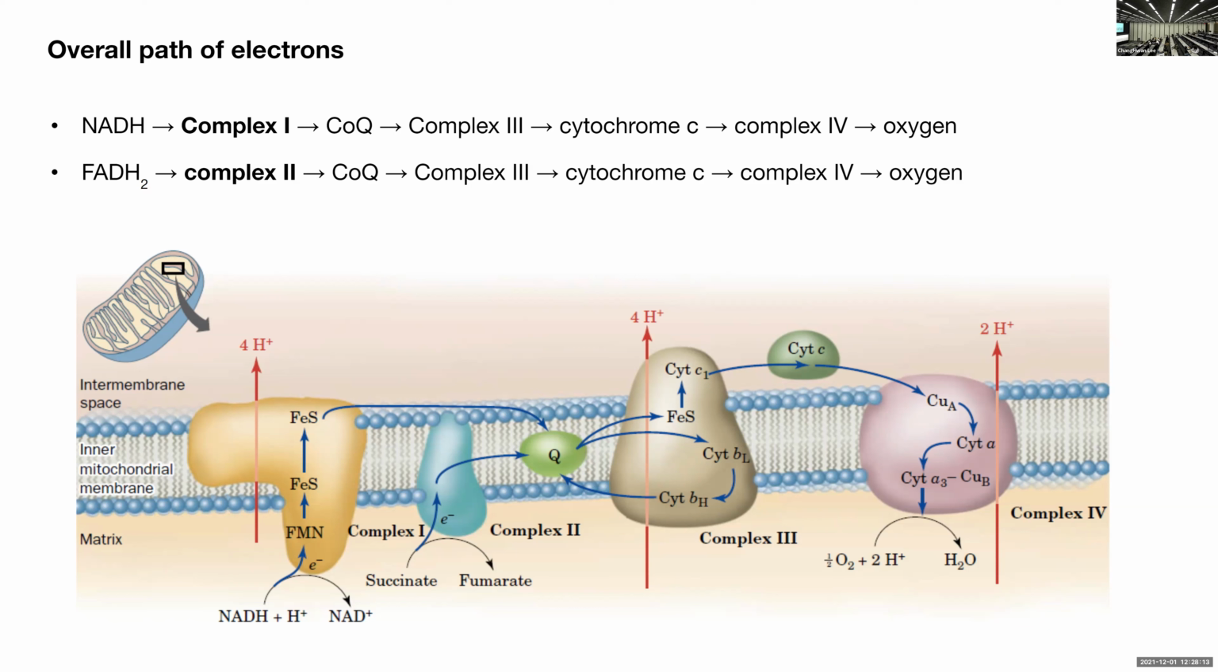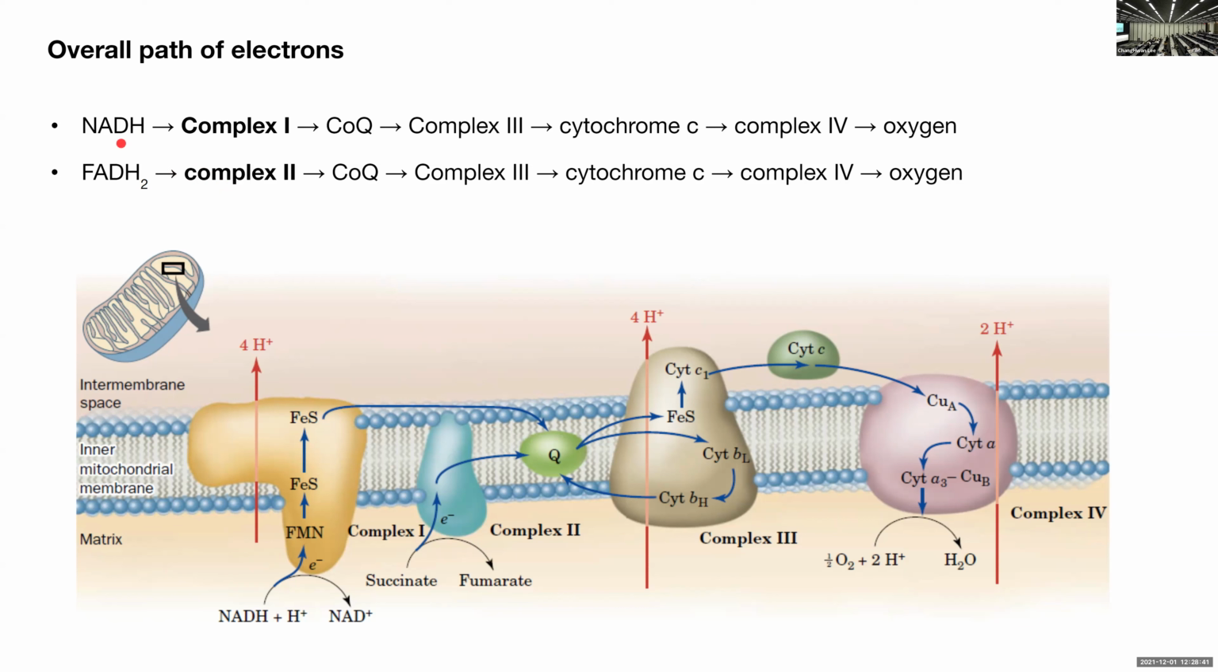Let's look at how it really happens in the mitochondria, especially on the inner membrane. There are two pathways of electron transfer. The first one starts from NADH, which is the product of glycolysis, as you know, as well as the TCA cycle. It is important to remember how many molecules of NADH and FADH are generated.